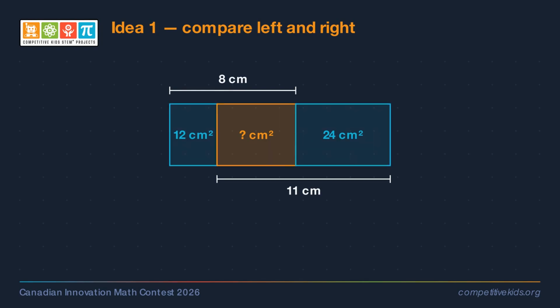Compare the 2 side rectangles. The right is 24, the left is 12. The difference is 12 square centimeters of extra area. Why is the right one bigger?